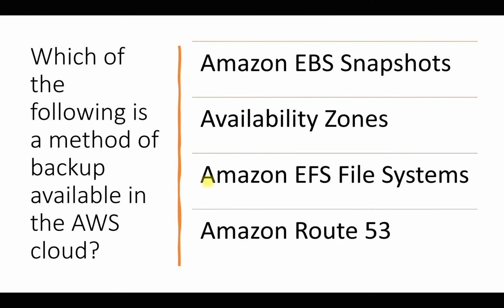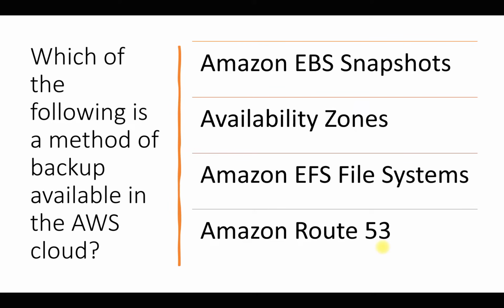So let's talk about this question. In this question, they are asking which of the following is a method of backup available in the AWS cloud. So we are looking for a method where we can keep our backup. The options we are having: Amazon EBS snapshots, next availability zones, third Amazon EFS file systems, and fourth Amazon Route 53.